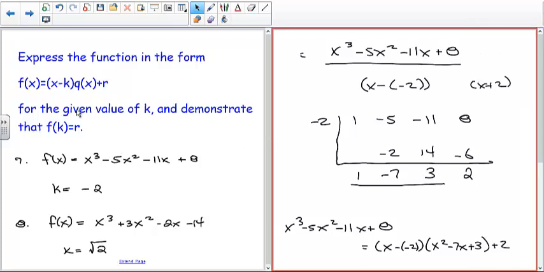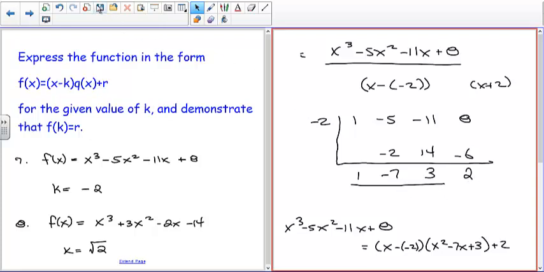So what we're going to do is this division by x minus k. So k is negative 2, so x minus k, x minus a negative 2 is x plus 2. So that's what we're dividing by. That's what this factor is here. x minus k is going to be x plus 2. This part is going to be what we have left over. And the remainder is this number.